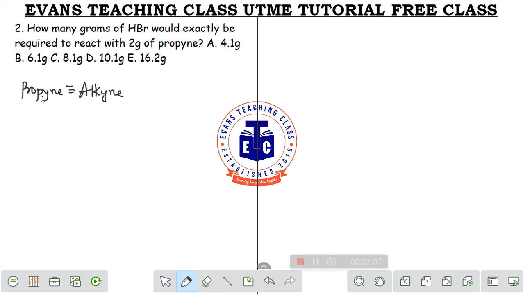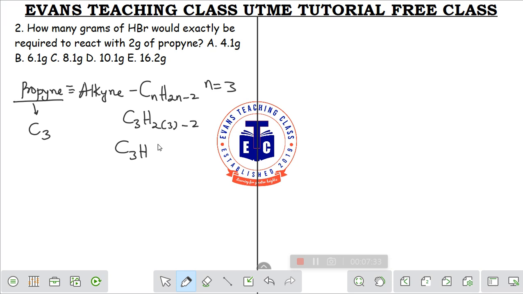So okay, away from that, so propane. Now propane, you hear the word prop. Prop means the carbon is 3, right? Now what's the formula for alkyne? Alkyne is CnH2n minus 2, right? So propane means you have C3, so it means your n is equal to 3. So it will now be C3H2 into bracket 3 minus 2. So then you have C3H, 2 times 3 is 6, 6 minus 2, that is 4. So this is propane. If I ask you what is propane, this is propane.